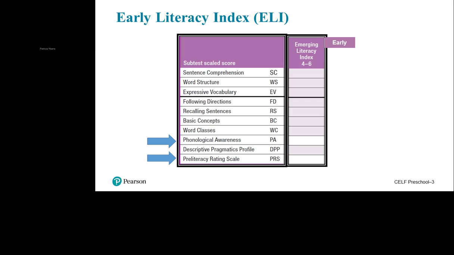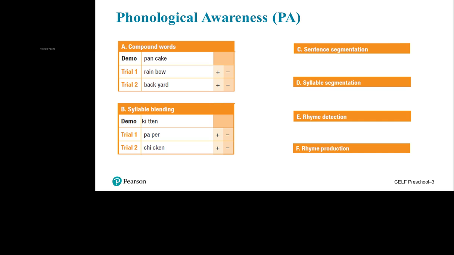The Phonological Awareness and the Preliteracy Rating Scale subtests were designed to provide an organized observation of the child's early literacy skills, which are required by many local education agencies as a measure of school quality or student growth. The Early Literacy Index score can be obtained for children ages 4 to 6. A deeper look into the items on the phonological awareness subtest, it includes 6 tasks. So you have compound words, syllable blending, sentence segmentation, syllable segmentation, rhyme detection, and rhyme production.